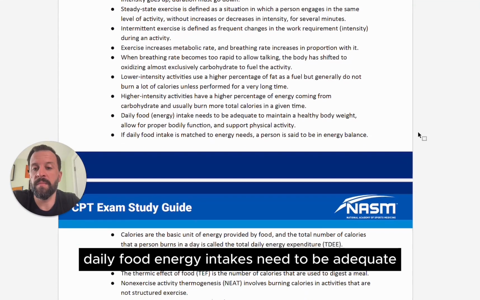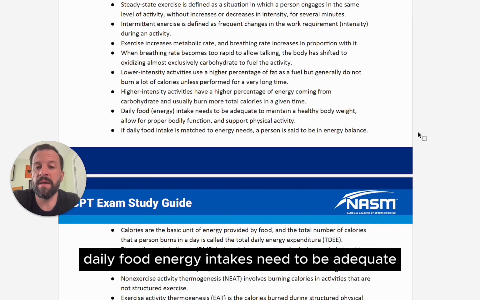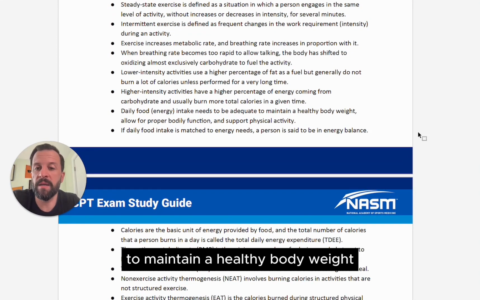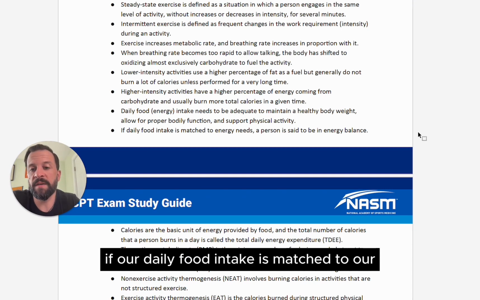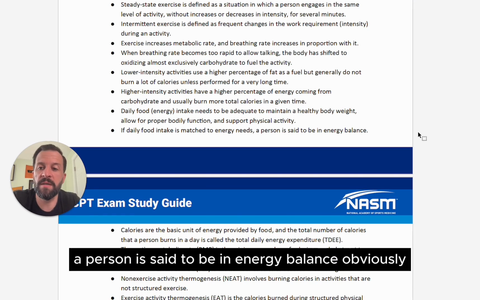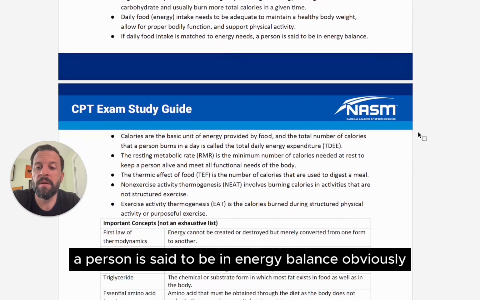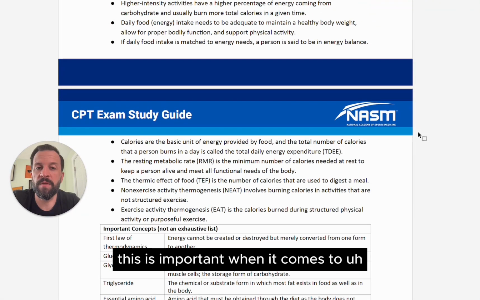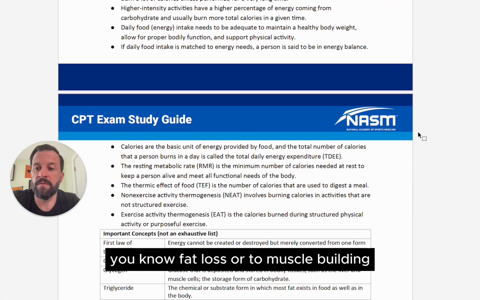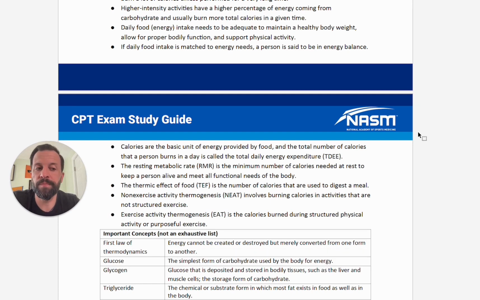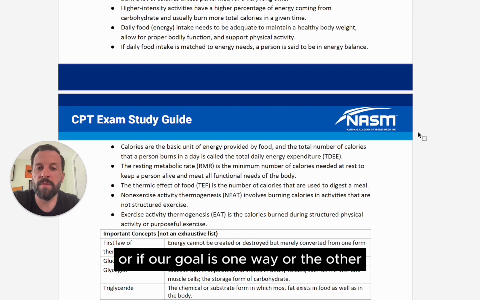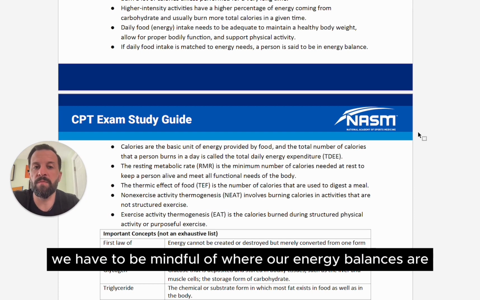Daily food energy intakes need to be adequate to maintain a healthy body weight, allow for proper bodily function, and support physical activity. If our daily food intake is matched to our energy needs, a person is said to be in energy balance. Obviously, this is important when it comes to fat loss or to muscle building. If we're in either a growth or a cutting direction, or if our goal is one way or the other, we have to be mindful of where our energy balances are.